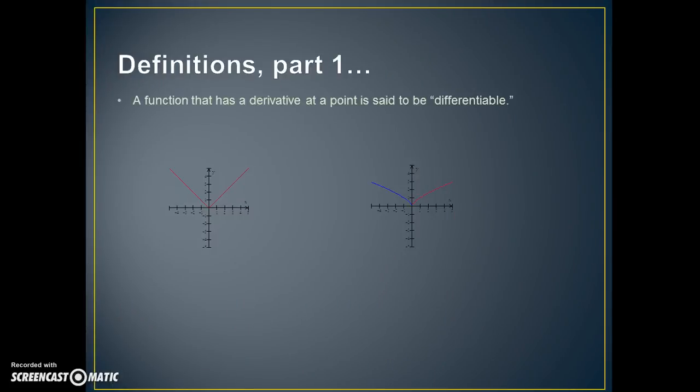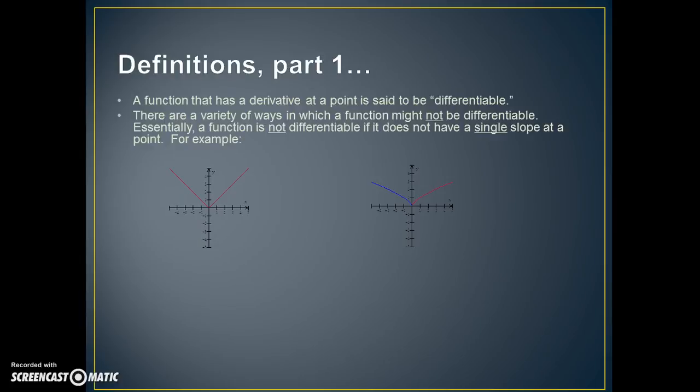So, some definitions first. A function that has a derivative at a point is said to be differentiable at that point. There are a variety of ways in which a function might not be differentiable. We've seen a couple of situations where the function is differentiable, for example polynomials. Polynomials don't generally have any problems. But we could have a variety of different problems that would cause our function to not be differentiable. Basically, a function is not differentiable if it does not have a single slope at a particular point.